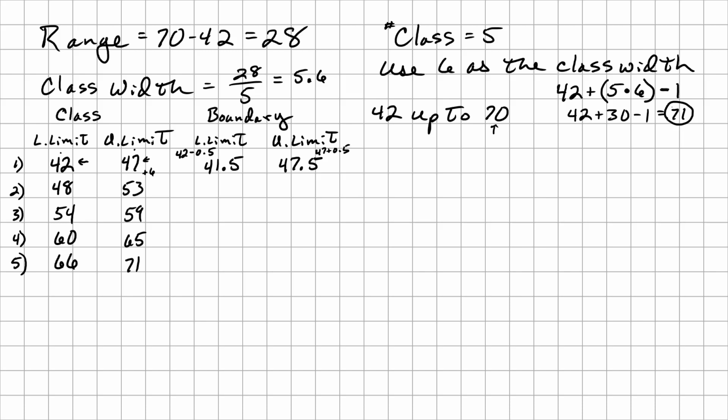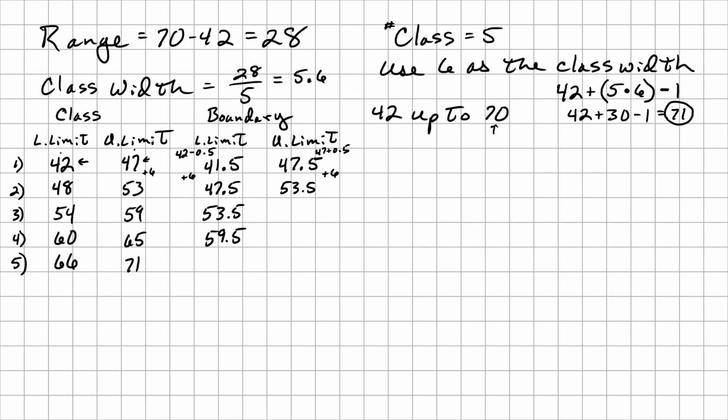And then what I want to do is simply add 6 to each one of these to get all of my boundaries. If I add 6 to this, I end up with 47.5. You'll notice that that is 0.5 less than 48. I'm going to add 6 right here, and I end up with 53.5. And I'm going to continue to do that, and this is what I will end up with.